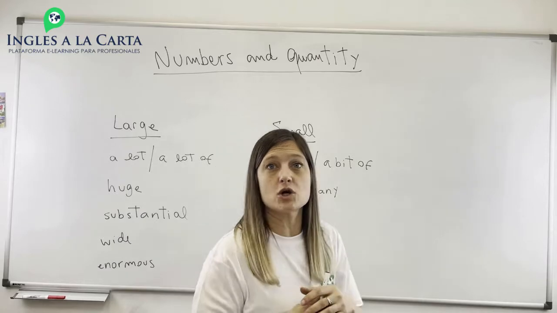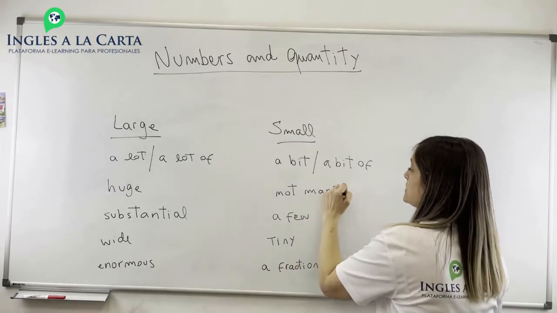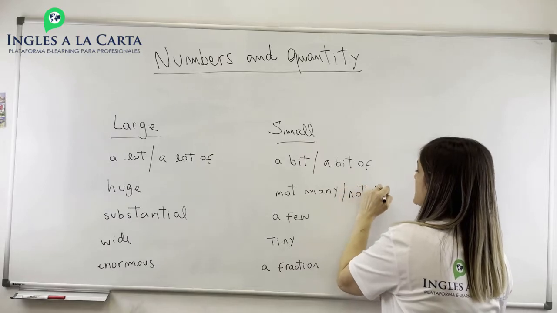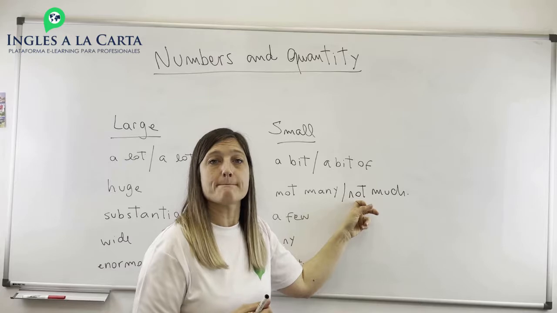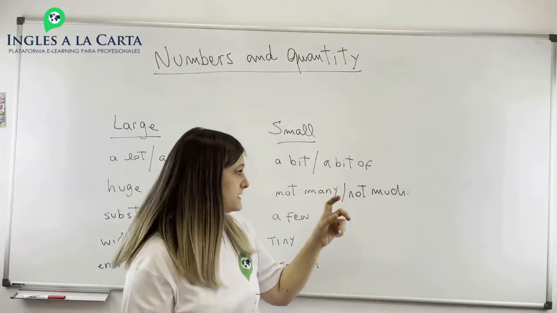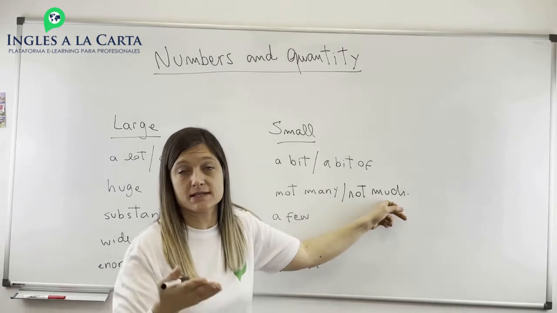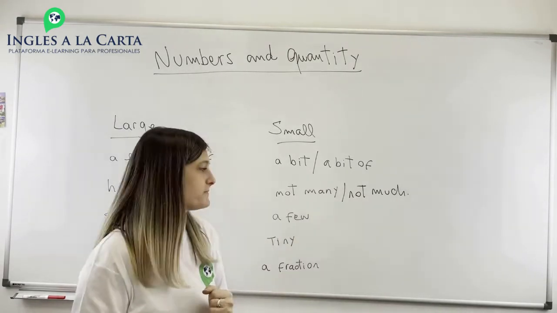But if we are talking about something which is uncountable, we are going to say not much. For example, there isn't much information in the book. In this case, information is an uncountable noun. This is the reason why we use much.